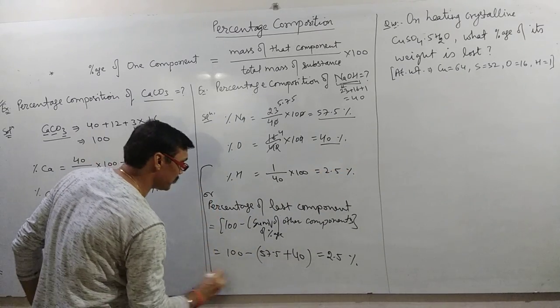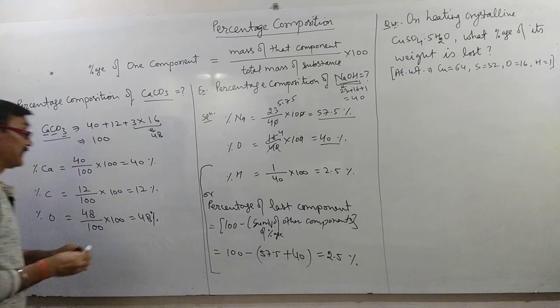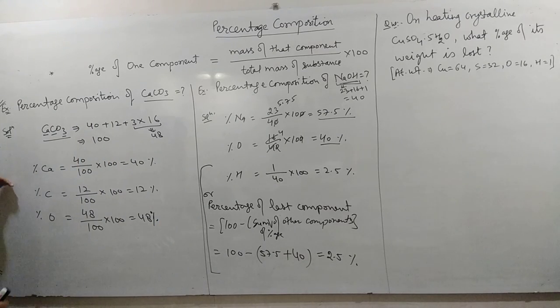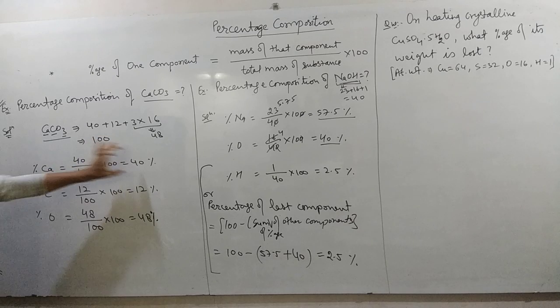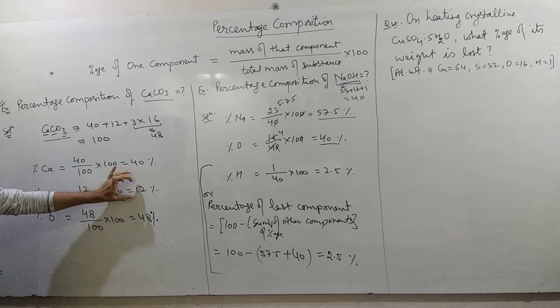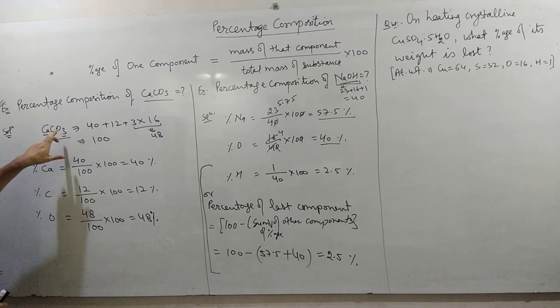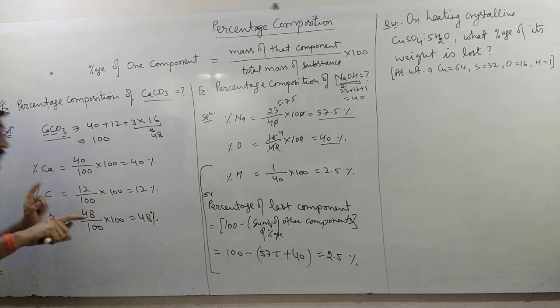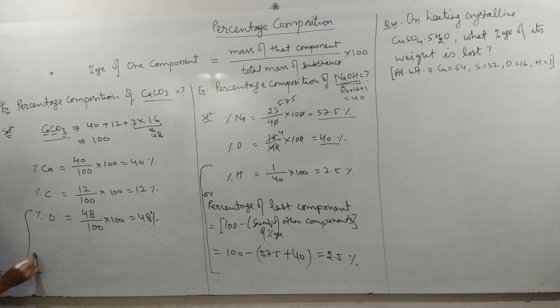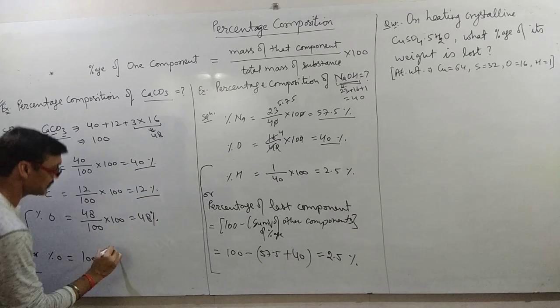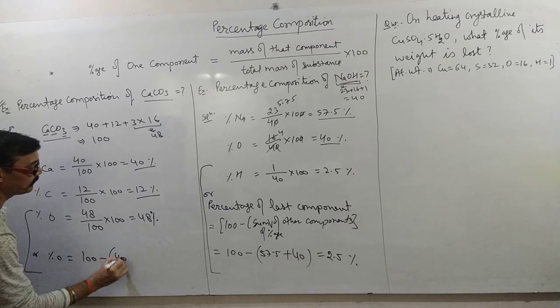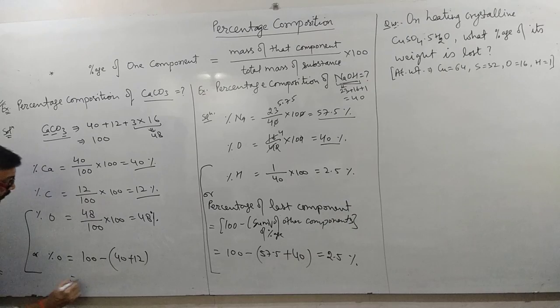in case of hydrogen. And similarly, in the calcium carbonate case, if you have percentage of calcium 40% and percentage of carbon 12%, then you can find the percentage of oxygen as 100 minus the sum of the percentages of the other two, 40 plus 12, so 48%.